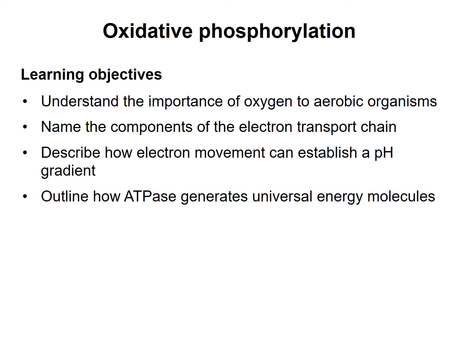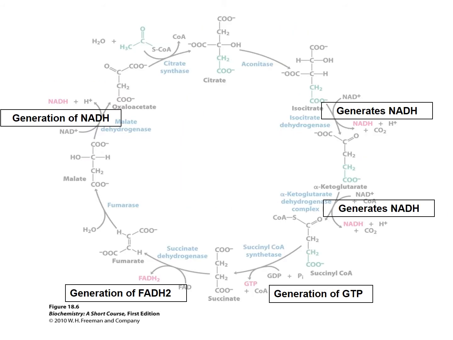Okay, these are the learning outcomes for this session. First of all, to understand the importance of oxygen to the aerobic organisms. Number two, to name all the components of the electron transport chain. Number three, to describe how electron movement can establish a pH gradient, which is then used by the ATPase to generate ATP molecules.